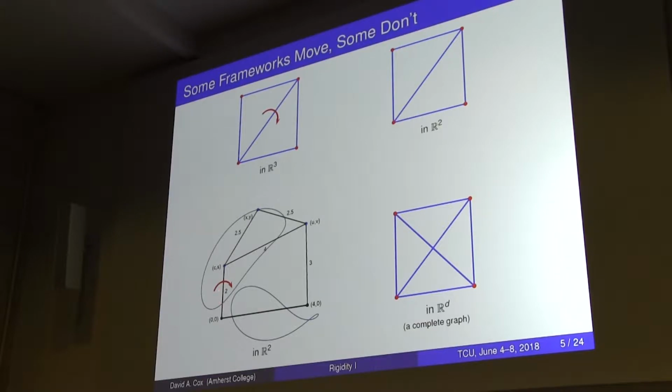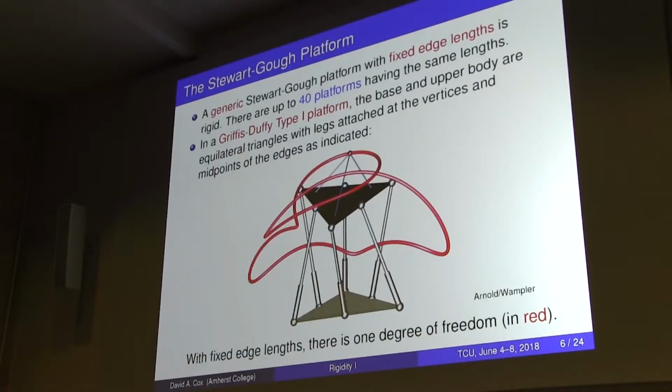But even if I fix these points right here, it still moves because I can rotate around that, and that's what gave us this nice curve that we talked about on Tuesday. But for example, here's a complete graph in R^d, and once I specify the edge lengths, it doesn't matter what dimension I'm in, the only motion is a trivial motion. So to really nail down what's going on, we have to say a little more.